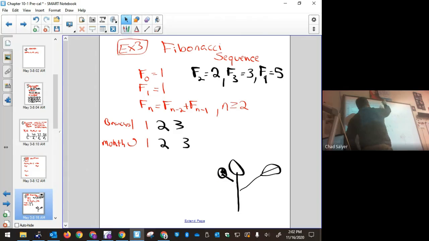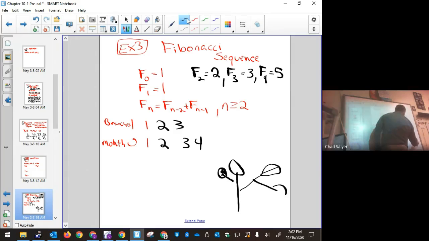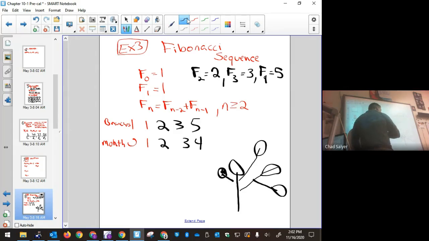And then on the 4th month, so now this one and this one are ready to bud. Sprout a new branch. This one not quite yet. And of course my drawing's terrible, but you guys get the idea. 1, 2, 3, 4, 5. So you see how these are Fibonacci numbers? And it would go on like that.